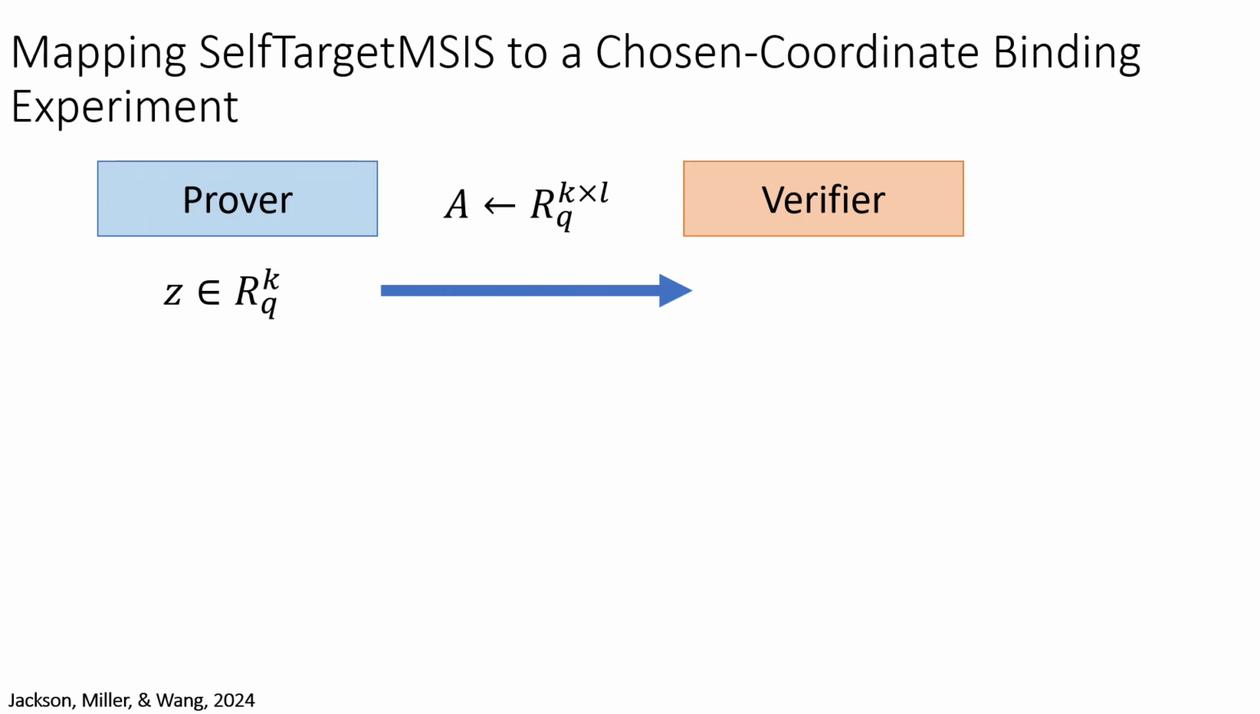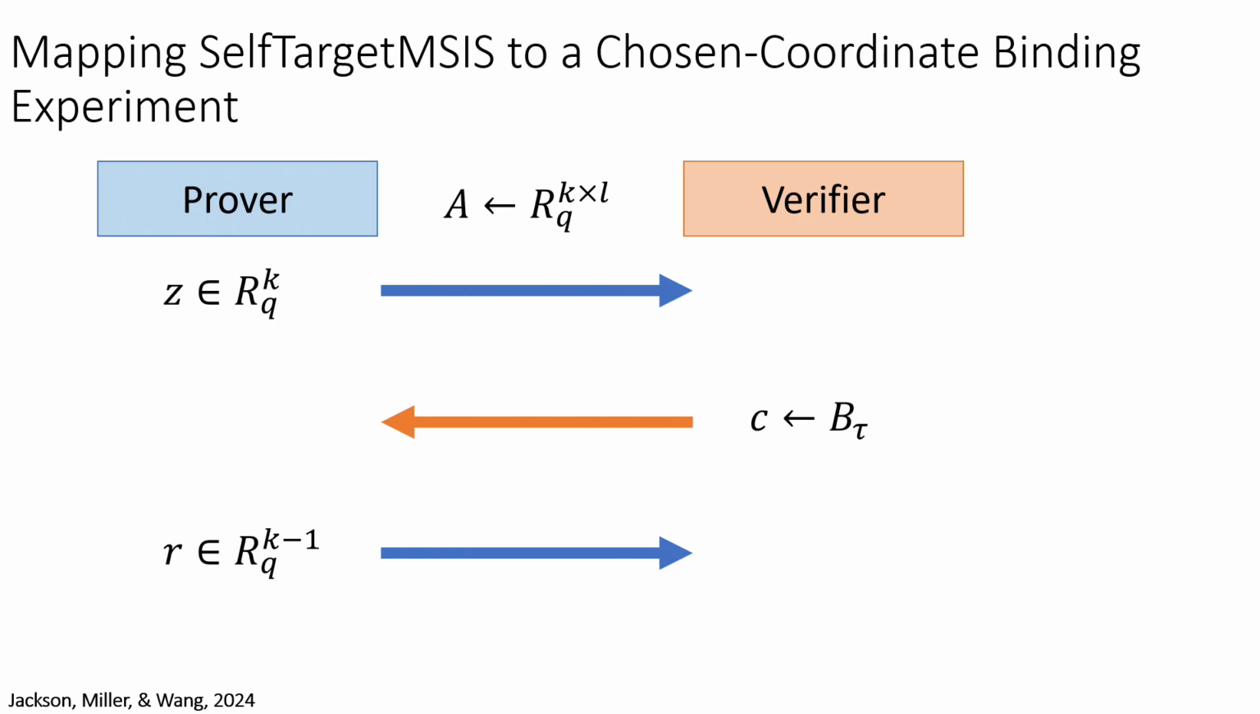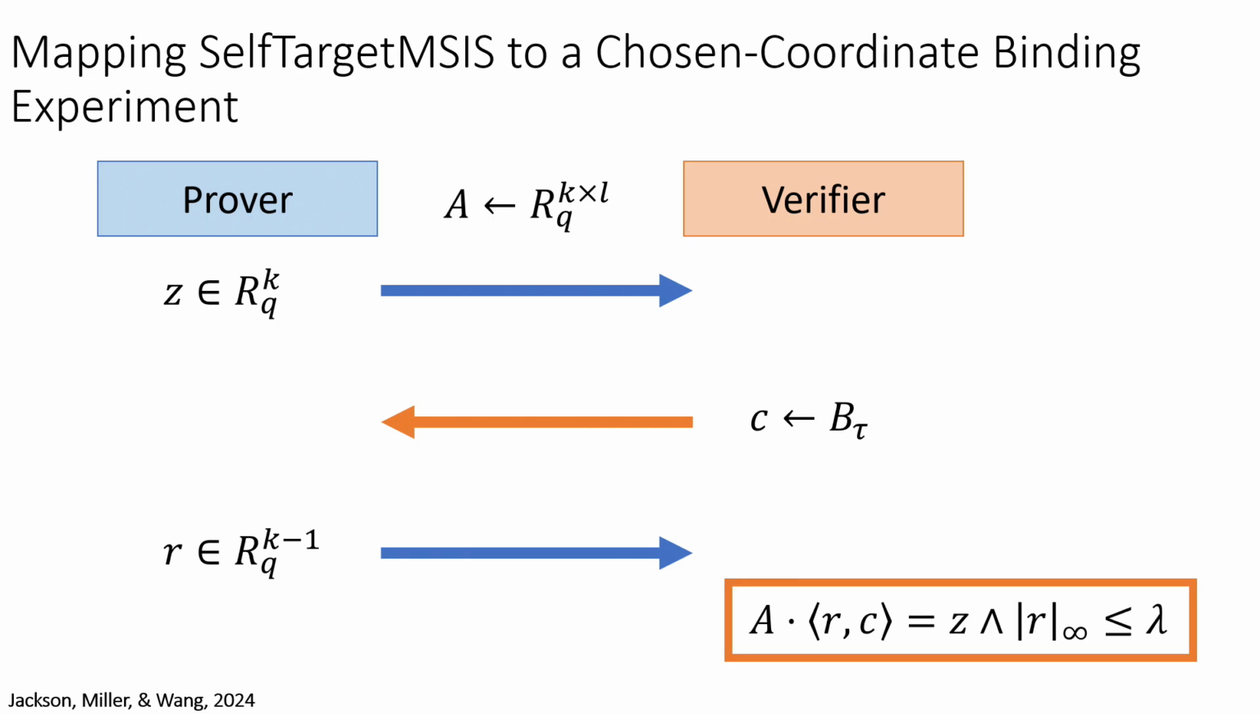Now, if you were going to try to solve self-target MSIS while only allowed to make a single classical query, realistically, there's only one way to go at it. In practice, you're going to choose some kind of query. Now, perhaps you do so in a very clever way, but you're going to have to pick one. Then the verifier will return some c. Since we are in the quantum random oracle model, this response will be chosen uniformly at random from the set B tau, at which point you try to design some small vector r such that the product of A by (r, c) is equal to the query you've chosen, and again, r must be small.